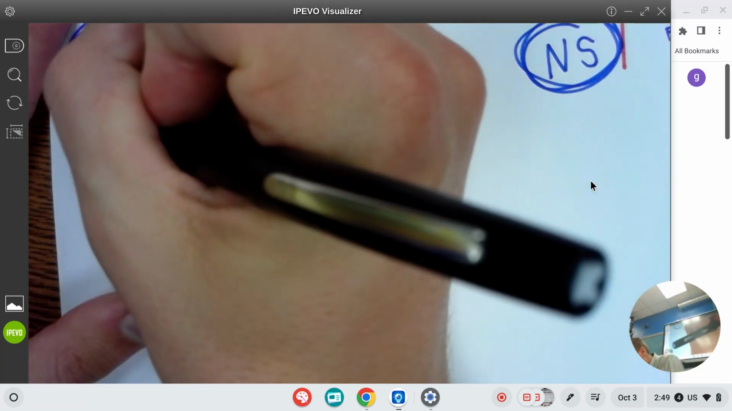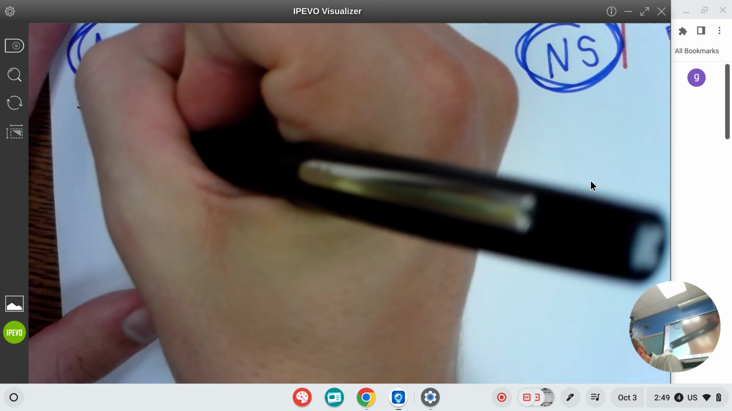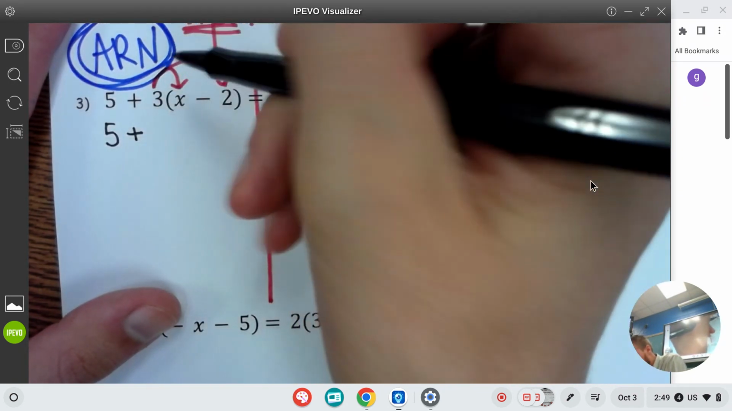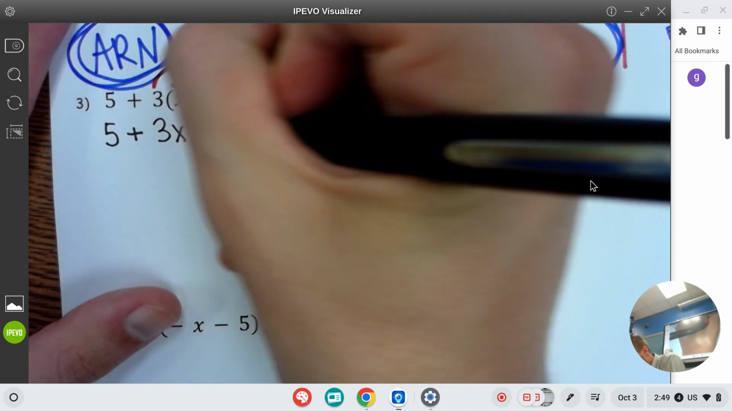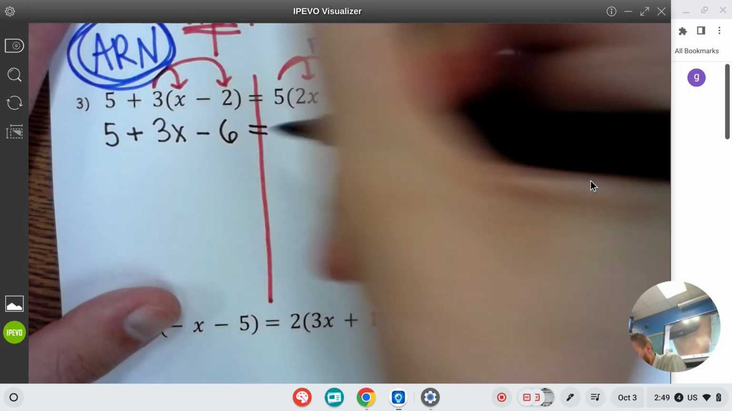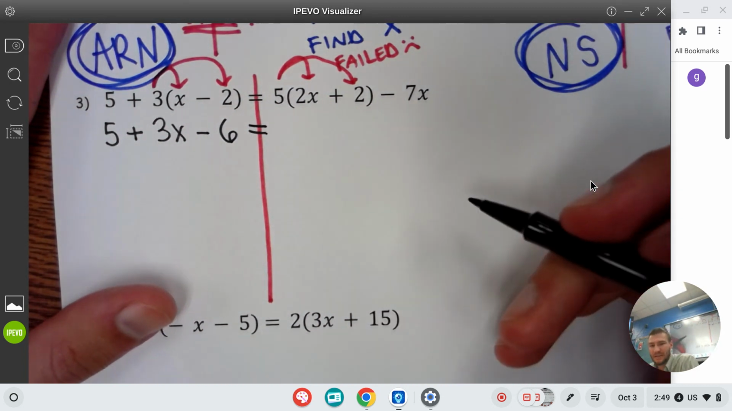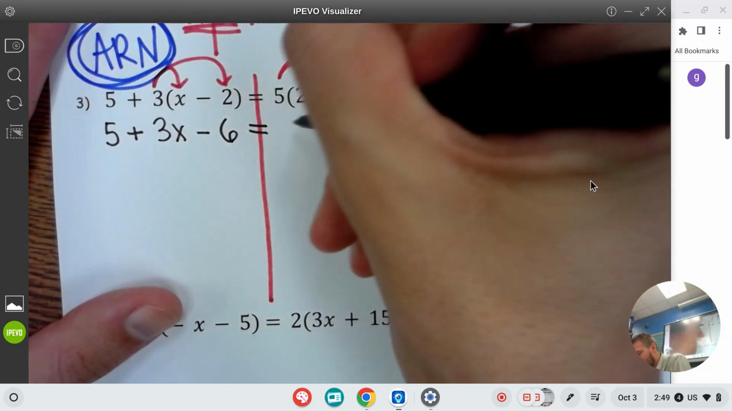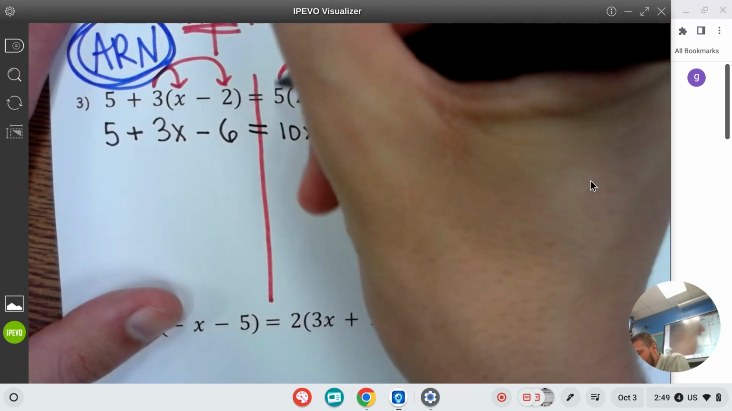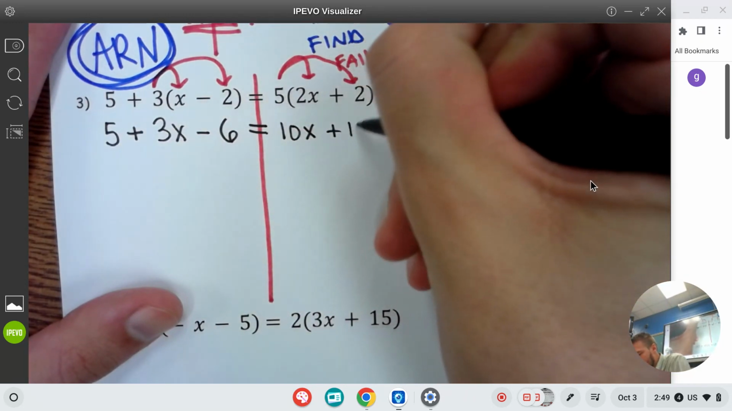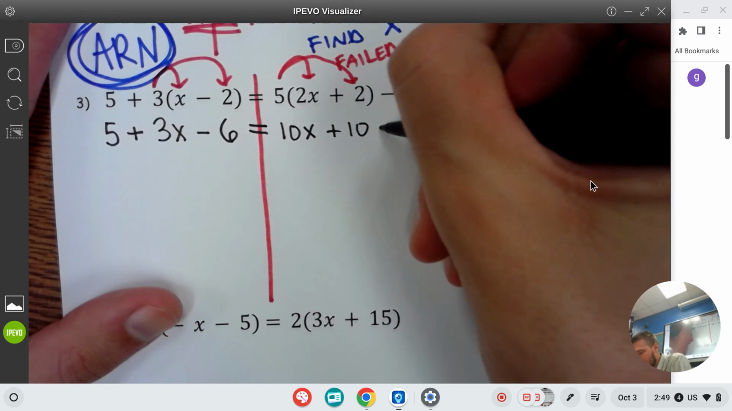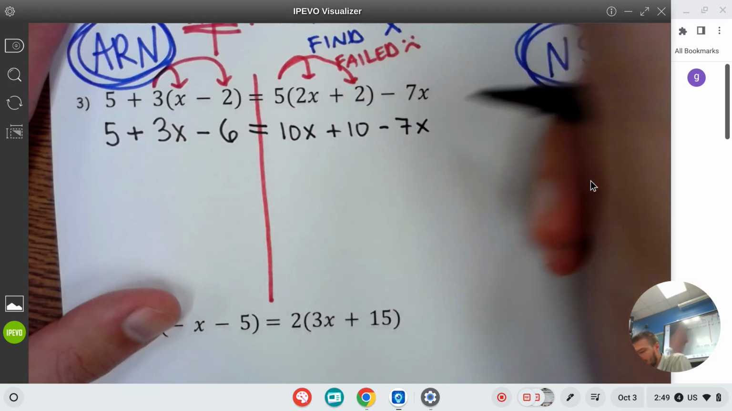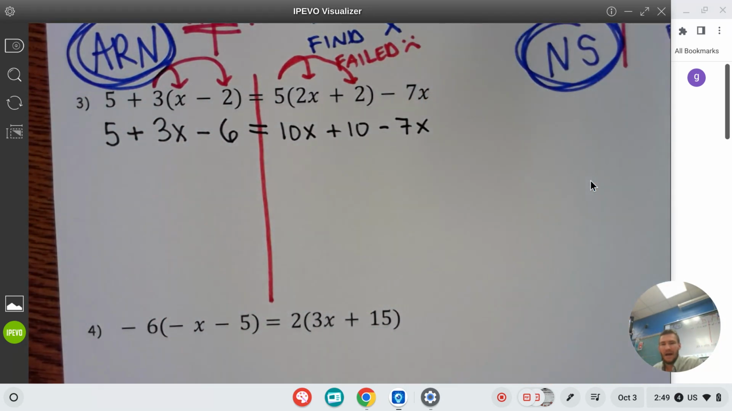The first step is going to be 5 plus 3 times x, 3x. 3 times negative 2, negative 6. Equals. On the other side, 5 times 2x, 10x. 5 times 2, 10. And this negative 7 is not getting distributed. It's just going to stay negative 7x. Okay, I've got you started with the first step.